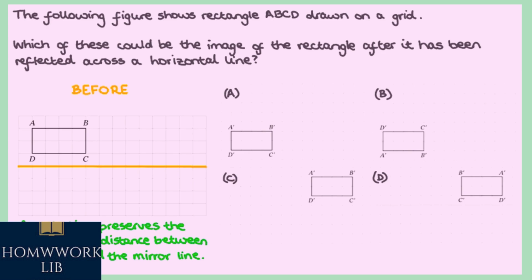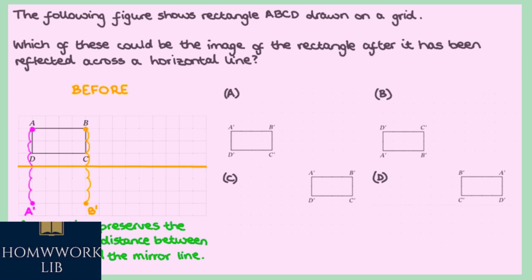A key property of reflection in a line is that it preserves the perpendicular distance between all points and the mirror line. In the case of a horizontal mirror line, the perpendicular distance between each point and the mirror line will be vertical. Let's consider vertex A, which is 3 squares vertically above the mirror line. Its image will be 3 squares vertically below the mirror line at point A'.